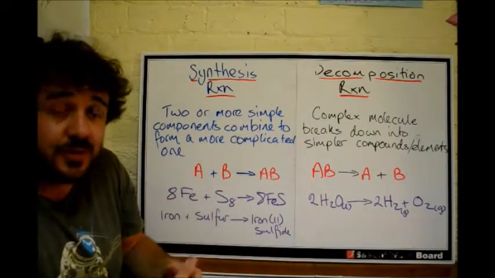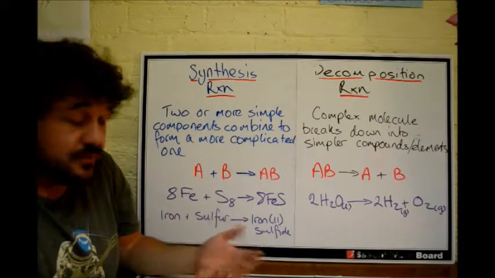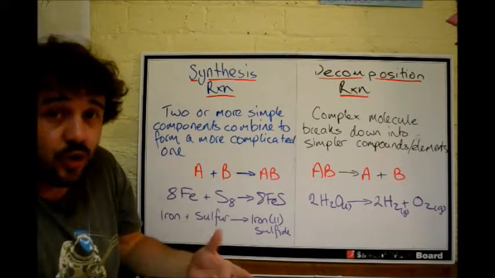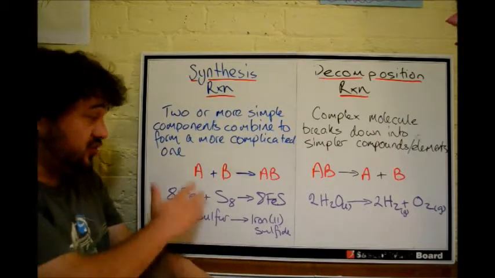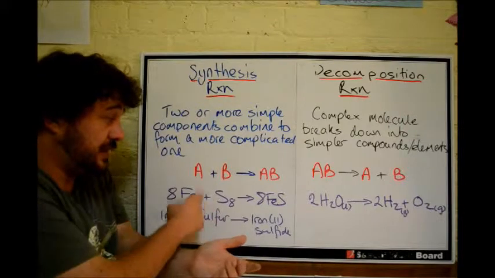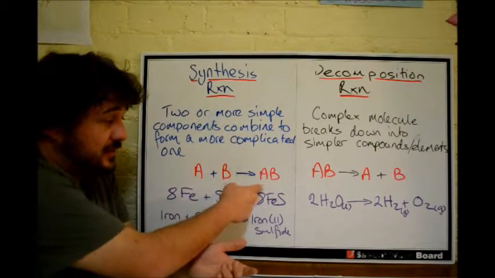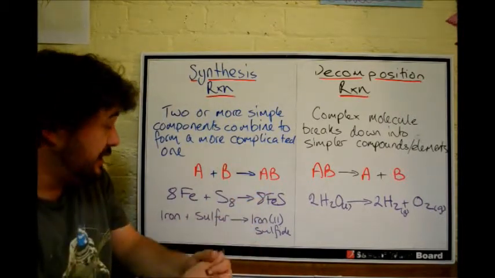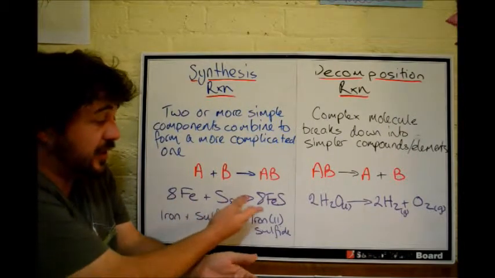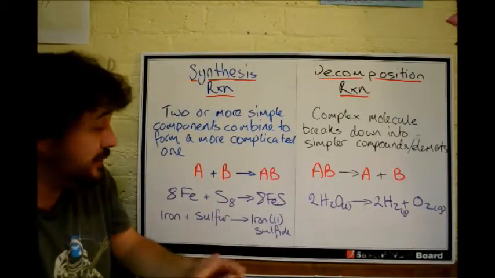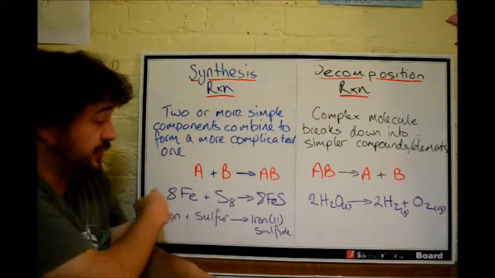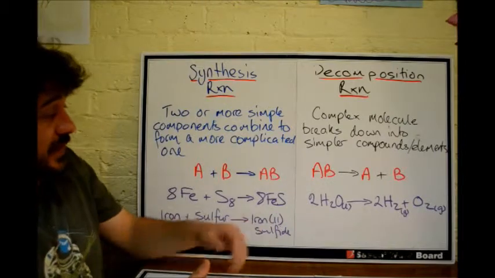Two or more simple components, they can be elements or compounds, combine to form a more complicated component. And generally, so it's generalized equations, you'll have this formula: A plus B leads to AB. Okay, and here we have iron and sulfur combined to give you iron 2 sulfide. Alright, and you'll see that as usual all of our reactions are balanced.